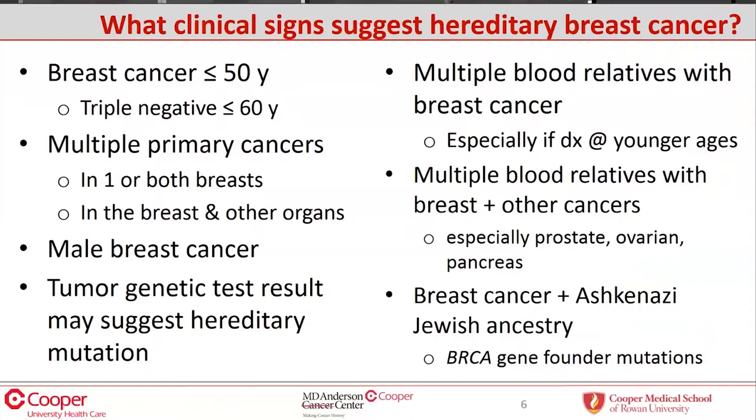Another thing we look at is breast cancer in men. It happens. We don't hear about it very often. The risk for the general population male to get a breast cancer is definitely less than 1%. So when a man gets a breast cancer, naturally we think, could there be an inherited component? But still, interestingly, probably only about 10% of men who get breast cancer have an inherited mutation.